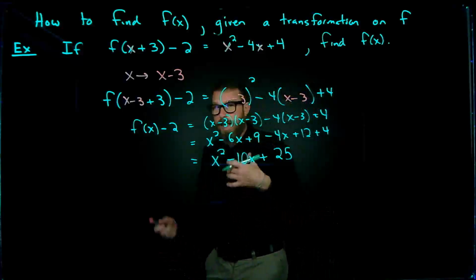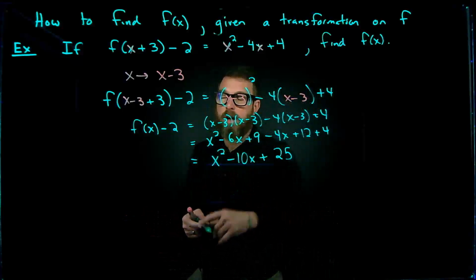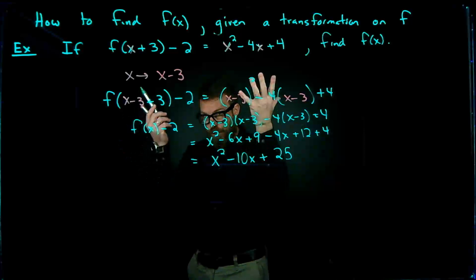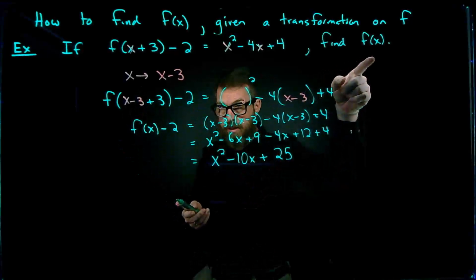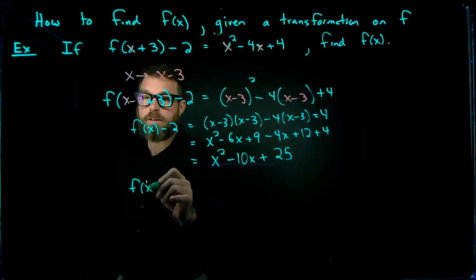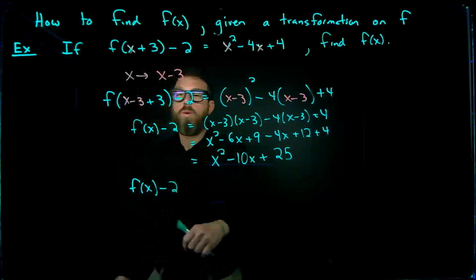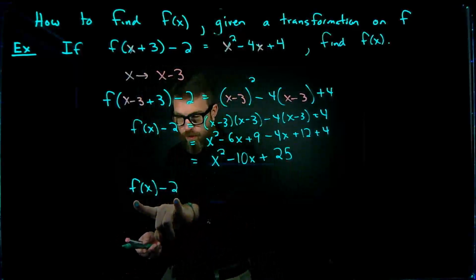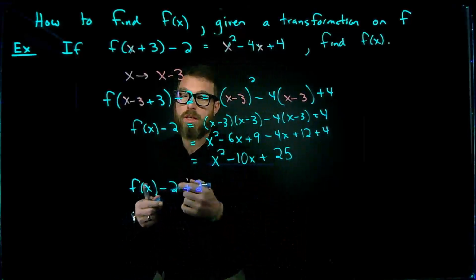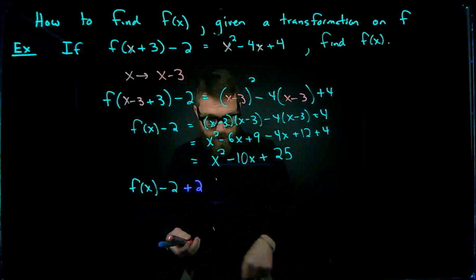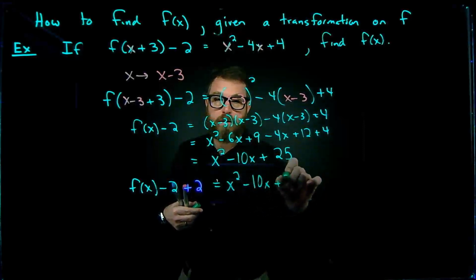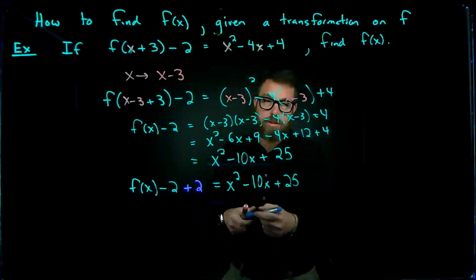Okay, so the last thing I now need to do is unshift it. This function has been shifted down 2 units. So if I want to find f of x, I'm going to have to shift this function up 2 units. So I'm just going to add 2 units to that particular function. And same thing here, if I want to shift this function up, I'm just going to add 2 units to this side.